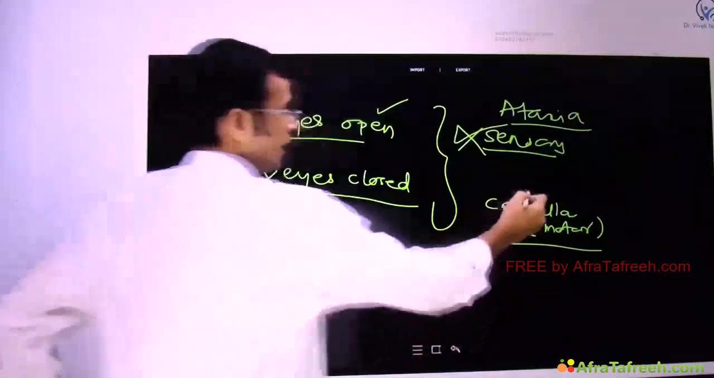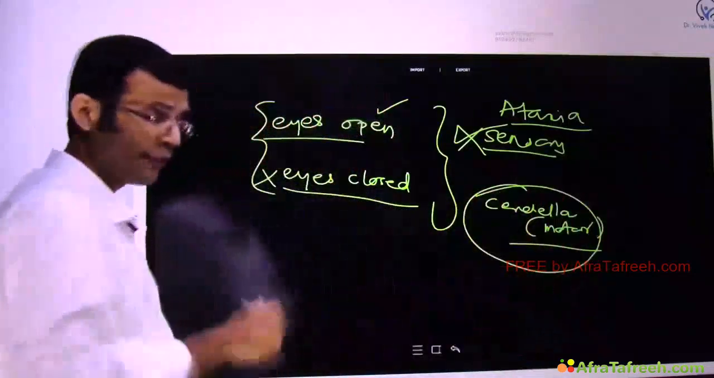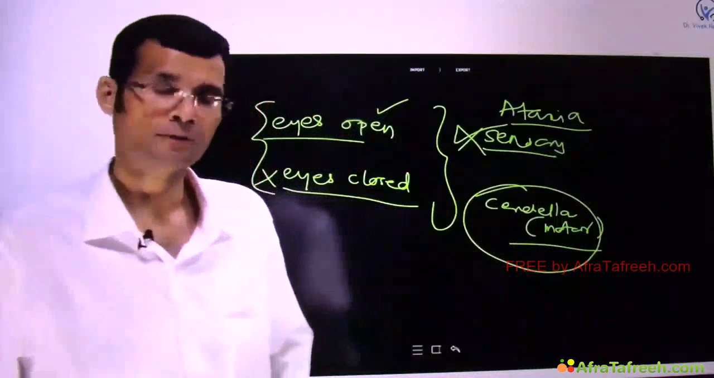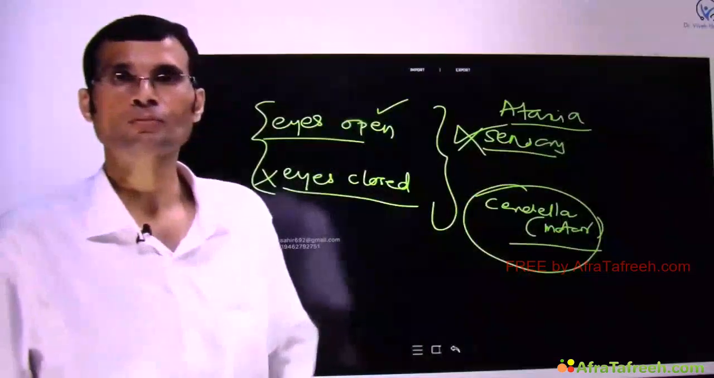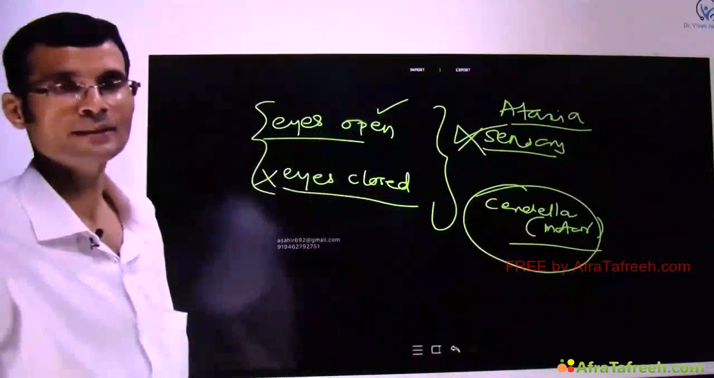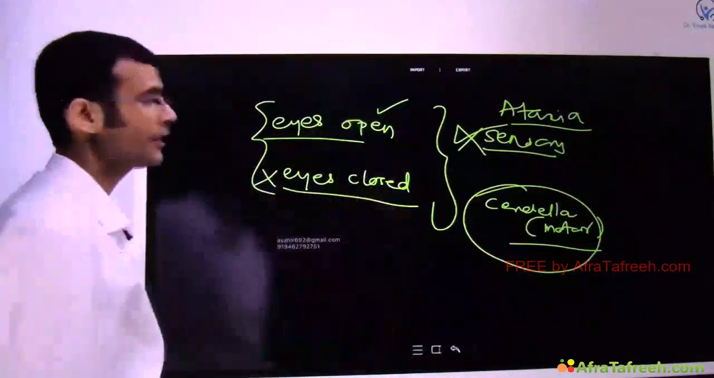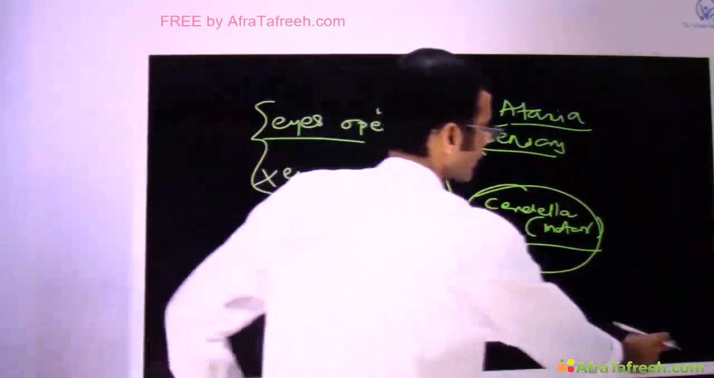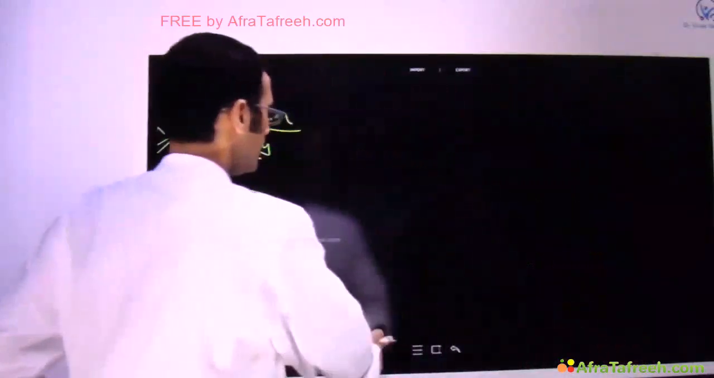And if there is a cerebellar ataxia, the cerebellum itself lesioned, then whether eyes are open or eyes are closed, the patient will not be able to perform the movement. So eyes open or closed, both times the patient falters. That's a cerebellar or motor ataxia. So that's the cerebellum in summary.